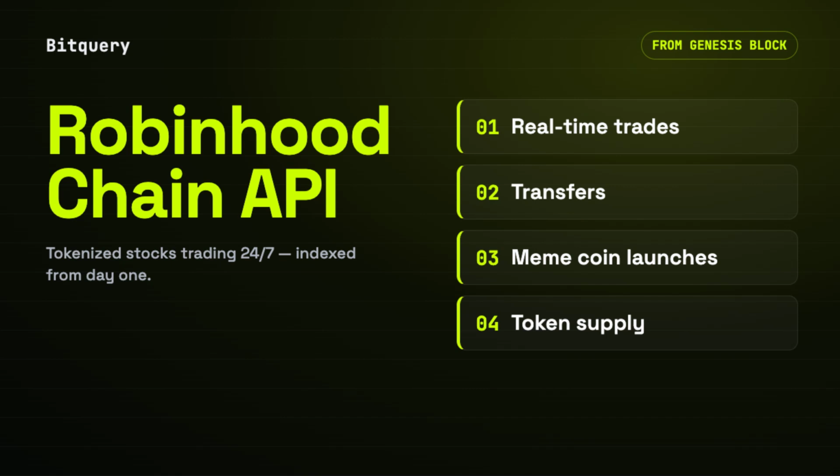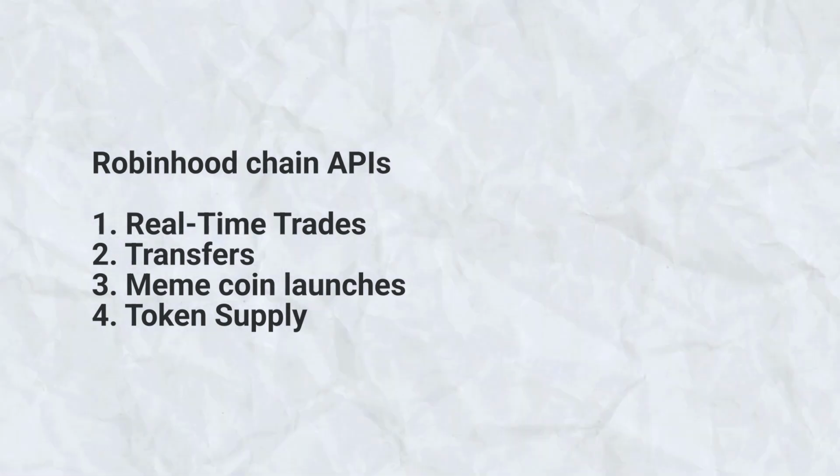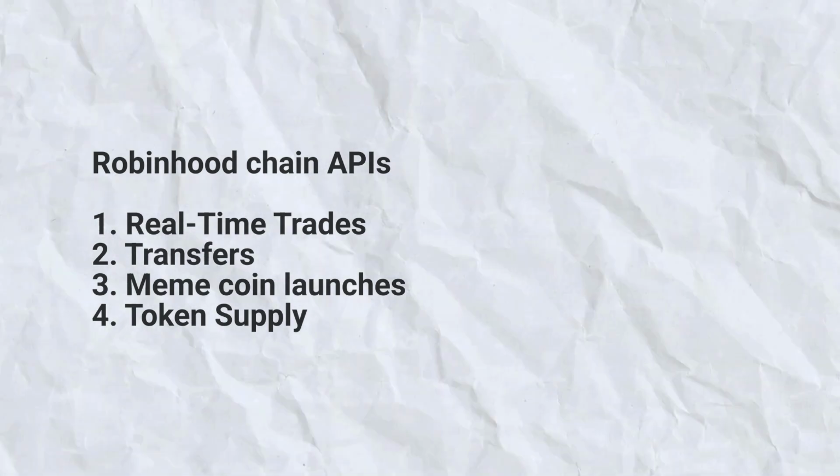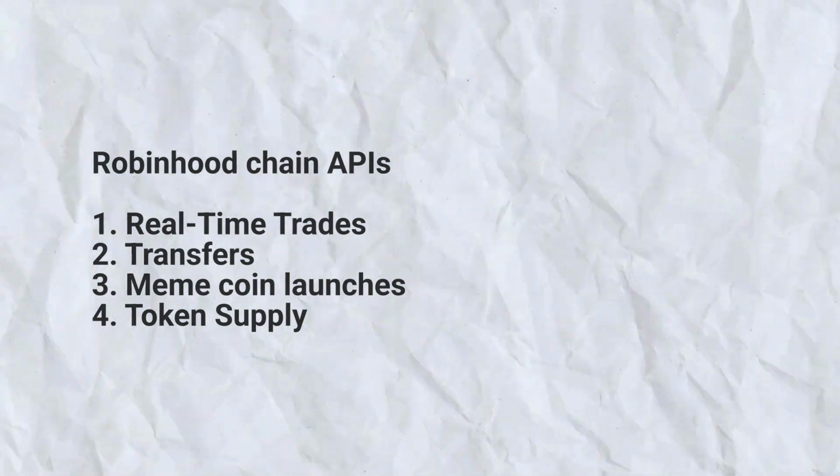Robinhood launched its own blockchain, Robinhood Chain, built for tokenized stocks trading 24/7. And Bitquery already supports it from Genesis Block. Today, I'm walking you through 4 APIs live: real-time trades, transfers, meme coin launch detection, and token supply. Let's get into it.